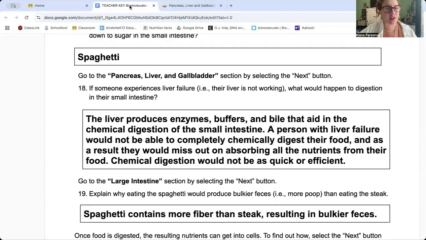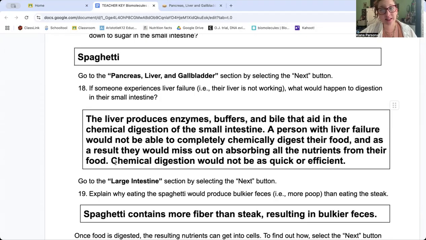So, looking at our question here, if someone experiences liver failure, their liver is not working, what would happen to digestion in their small intestine? Well, digestion in the small intestine would slow due to the lack of enzymes, bile, and buffers, which are produced in the liver. So, the liver produces enzymes, buffers, and bile that aid in chemical digestion in the small intestine. A person with liver failure would not be able to completely chemically digest their food, and as a result, they would miss out on absorbing all the nutrients from their food. Chemical digestion would not be as quick or efficient.